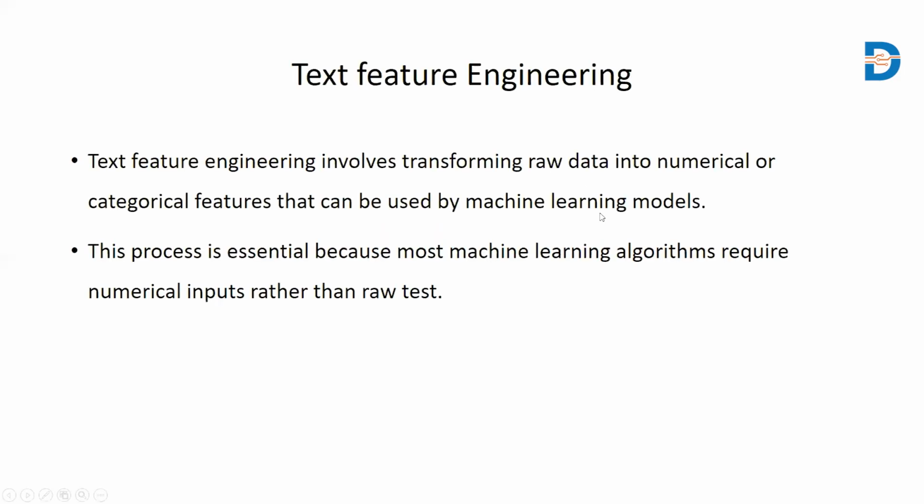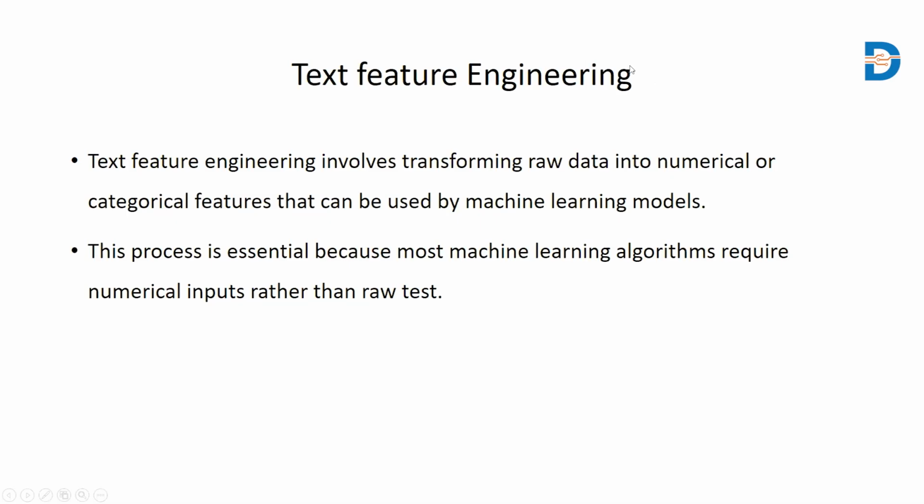Hello friends. Today we are going to discuss text feature engineering. What is this exactly, text feature engineering? Now we will discuss. Text feature engineering involves transforming raw data into numerical or categorical features that can be used by machine learning models. So what exactly is it? Text feature engineering involves transforming raw data.